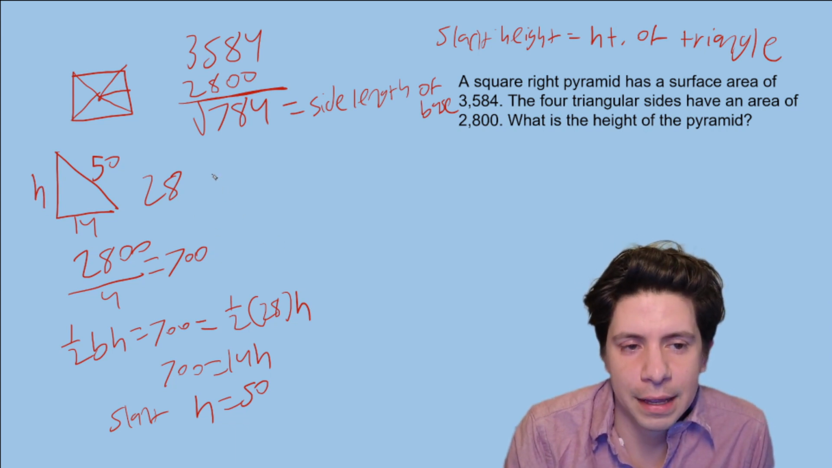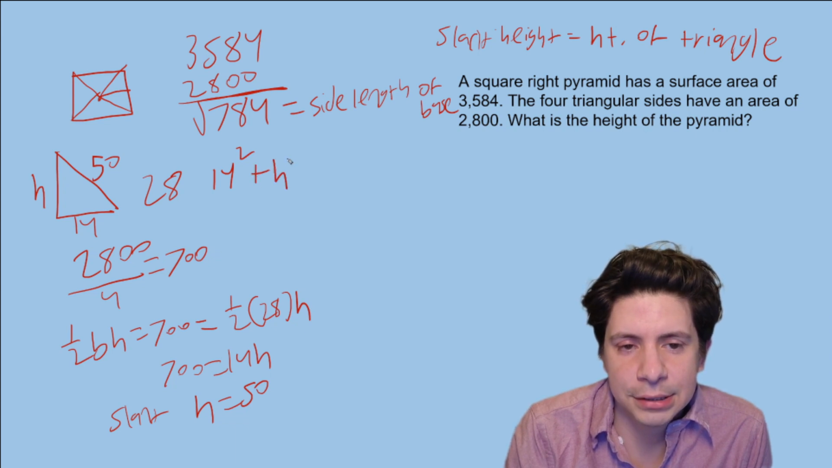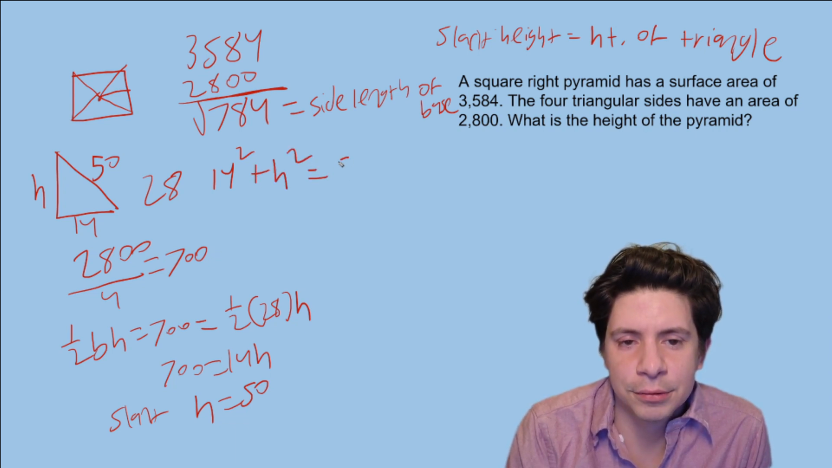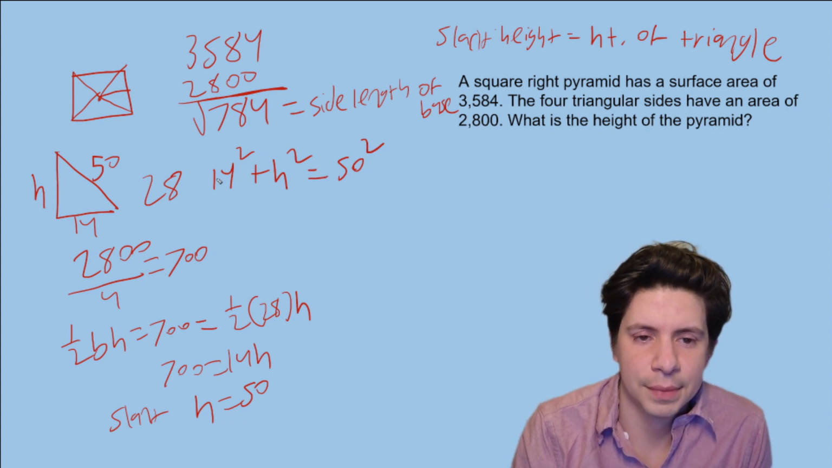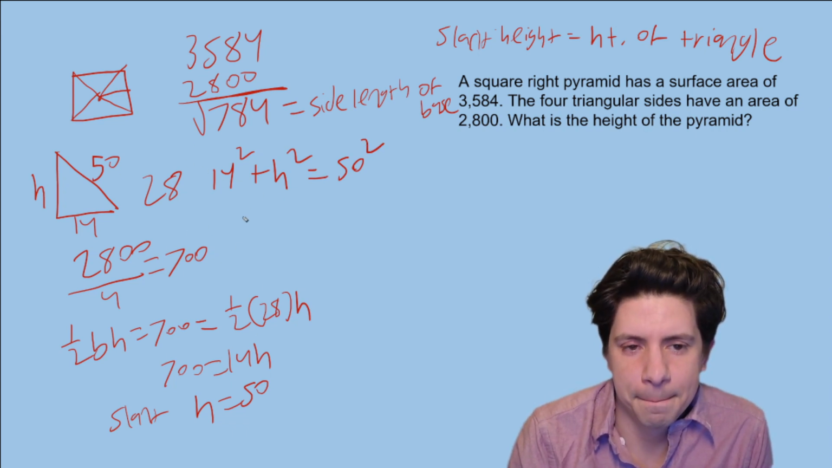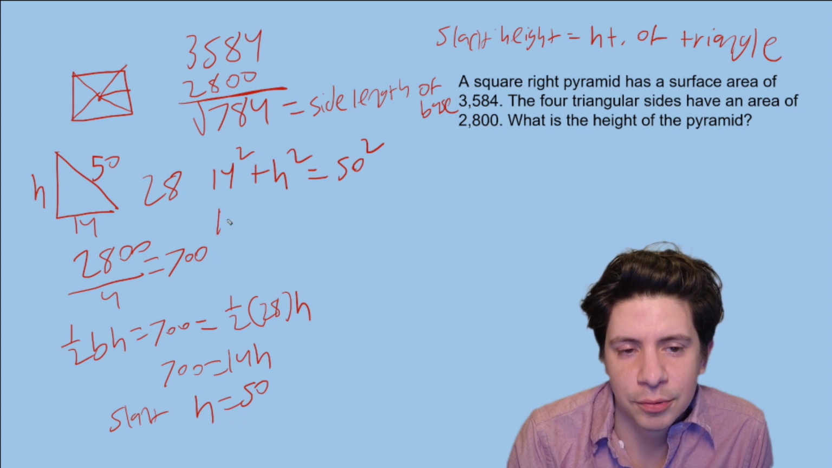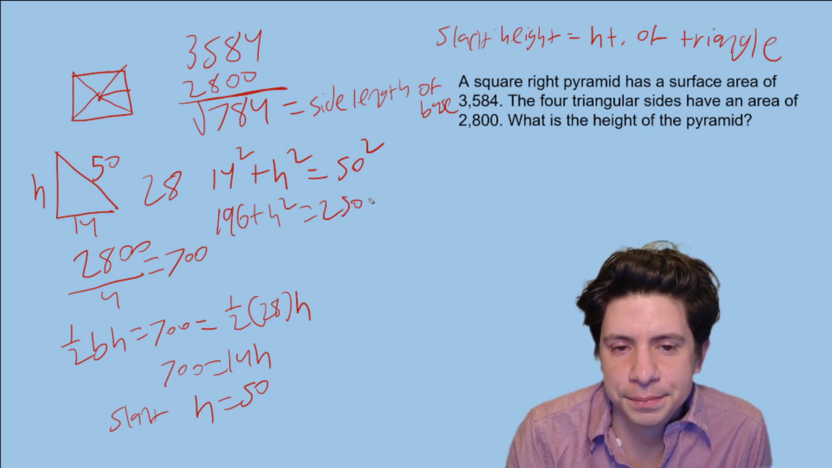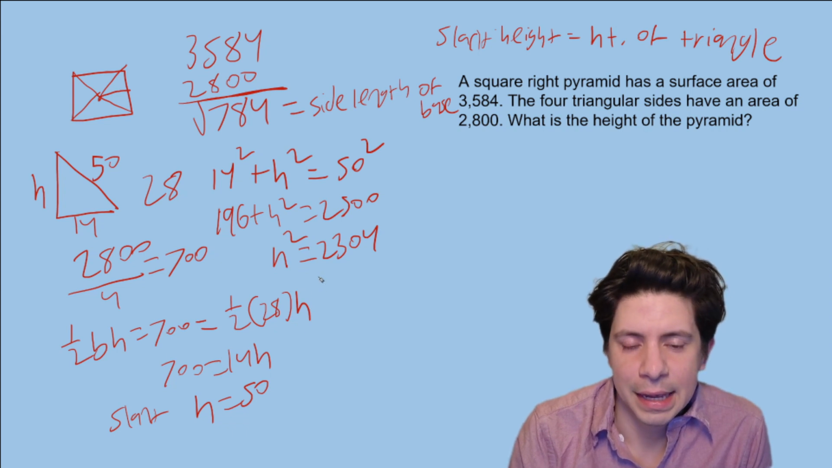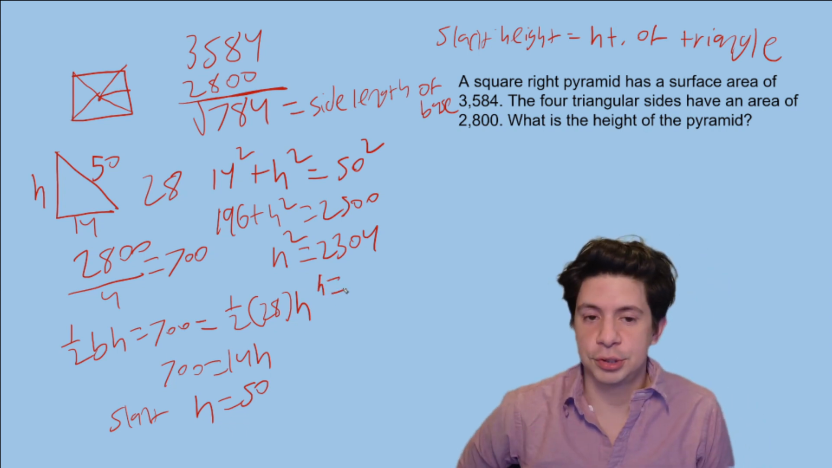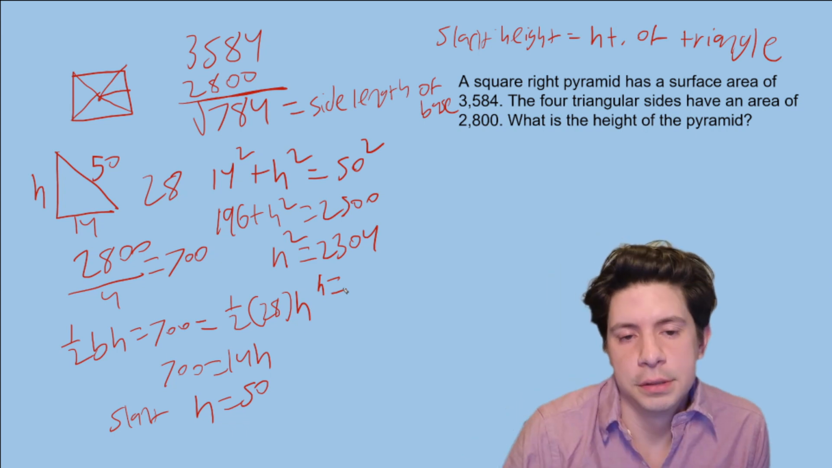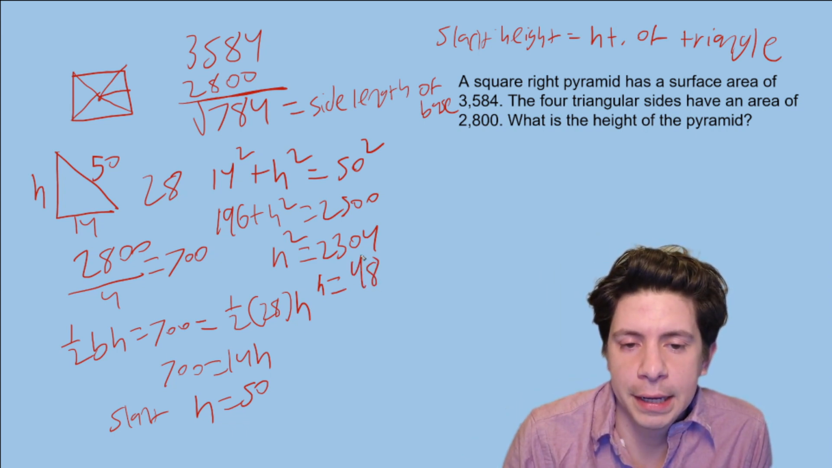So then we're going to do Pythagorean theorem: 14 squared plus H squared equals 50 squared. Okay, so now 14 squared is 196, plus H squared equals 2500. So H squared equals 2304. And then H is going to equal the square root of 2304, which is 48.